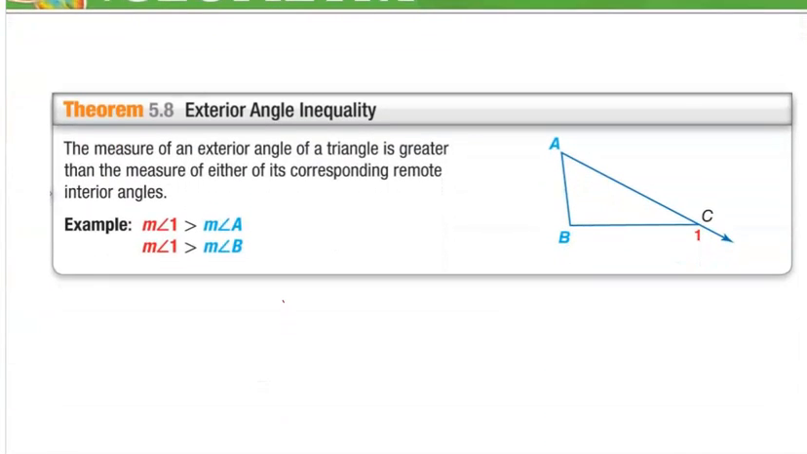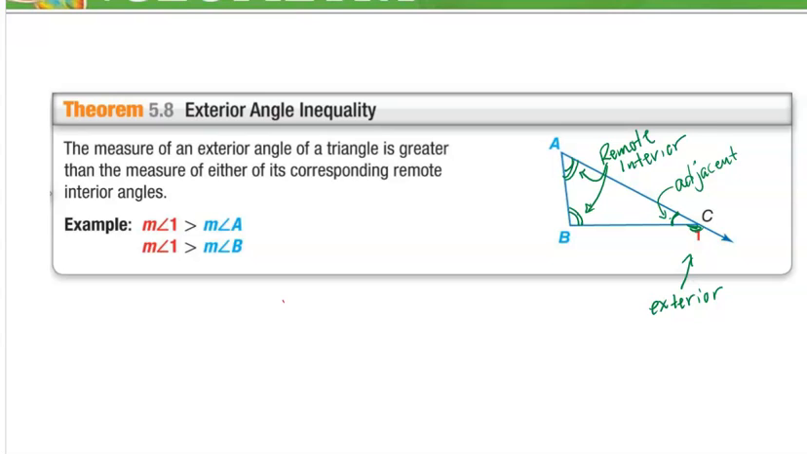Alright, so now we're going to look at exterior angle inequality. For this one you have to know which one is the exterior. This is angle 1, that's the exterior. And which angles are the remote interior? There are 3 interior angles. This one is adjacent to angle 1, so that one is adjacent. Remote means far away. So this angle and this angle, those are remote, and they're interior.